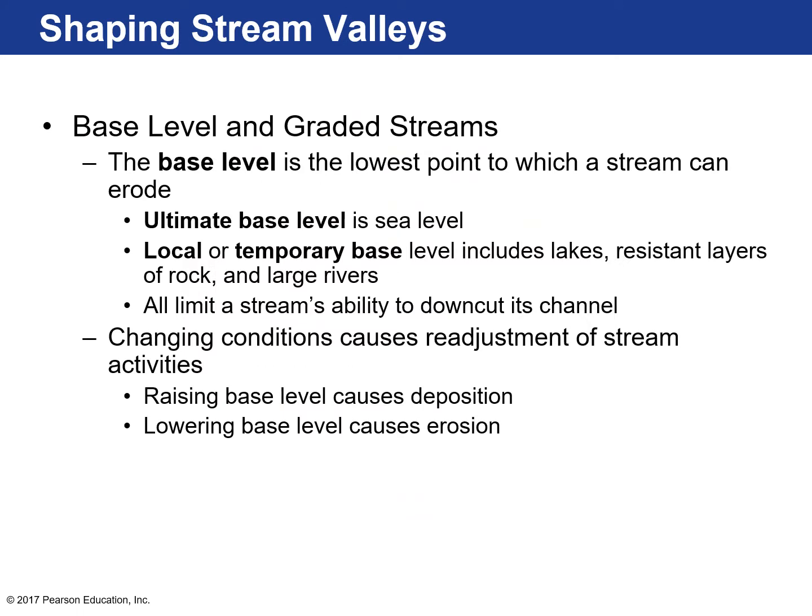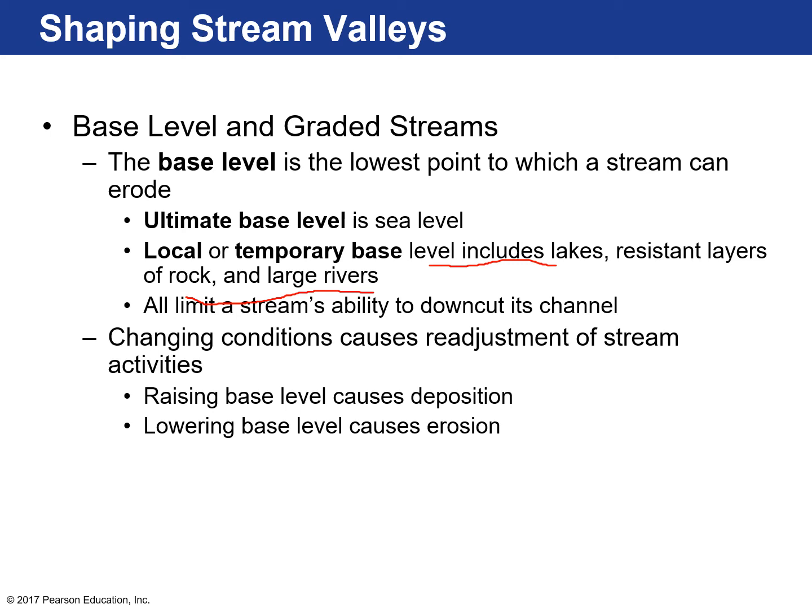Okay. So how are these stream valleys shaped? Well, it's through erosion by the running water. And so what occurs here is there's something called the base level, and that's the lowest point to which a stream can erode. Okay. Almost all base levels are sea level. We call that the ultimate base level, but there can be local or temporary base levels. That can be lakes or other large rivers, or even any area where we've set up a dam, for example, to create a reservoir. That can be a local temporary base.